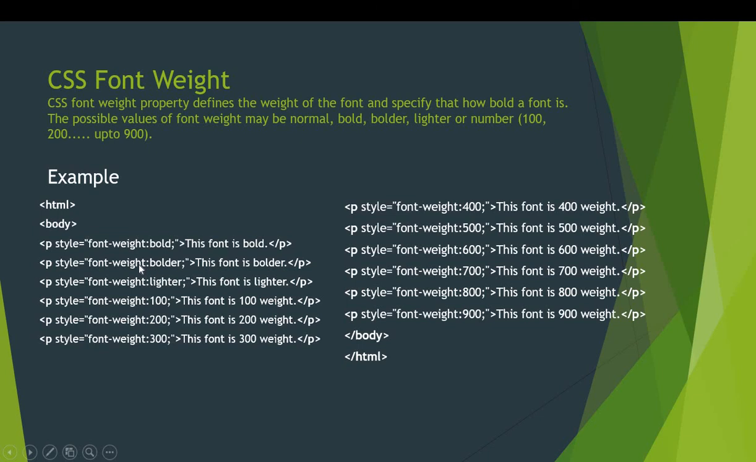Again, I am using inline style sheets. Here I am changing the values. Under the style, font weight is bold. In the next line it is bolder, then lighter, then the values ranging from 100 to 900: 100, 200, 300 up to 900. So let's run this code using Notepad.